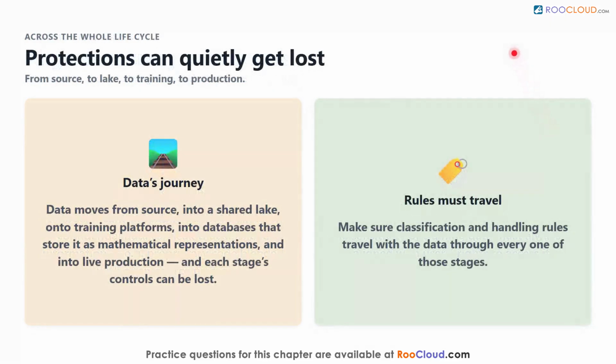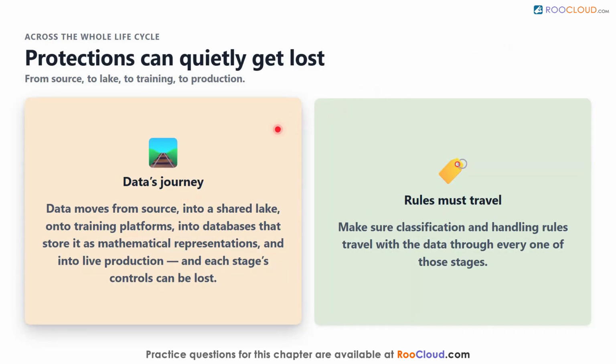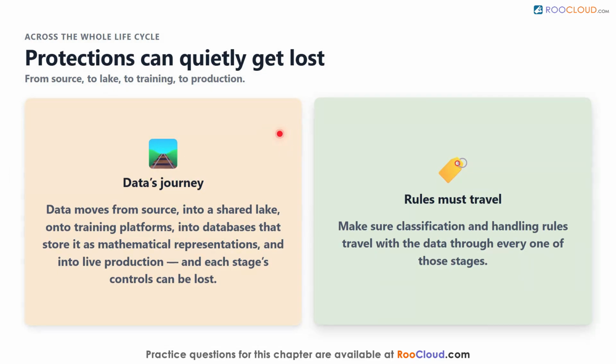Confidentiality must also hold across the entire development lifecycle, not just at the start. As data moves from its original source into a shared lake, onto exploration and training platforms, into specialized databases that store data as mathematical representations, and finally into the live production system, the access controls and protections from each stage can quietly get lost. The key is to make sure classification and handling rules travel with the data through every one of those stages.